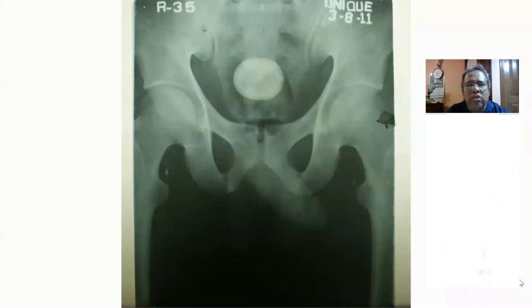The plain X-ray pelvic region shows a laminated shadow. Look, there is black, white, black, again white, again black, again white. There is a laminated radiopaque oval-shaped shadow in the pelvic cavity, which represents that the patient has a urinary bladder stone, that means vesical calculus. If it is single, it is called a calculus. If there are multiple, it is called calculi.